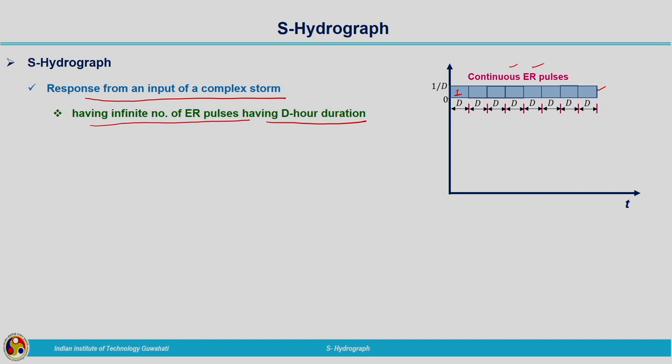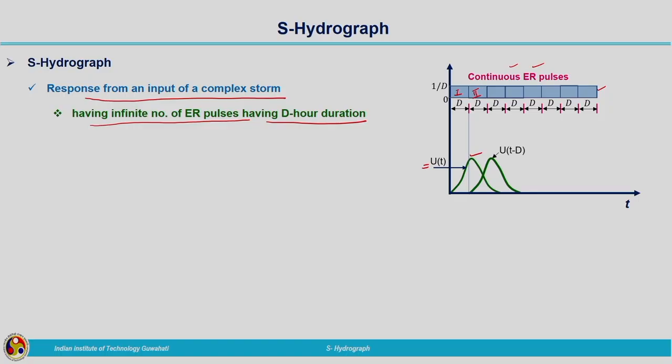It will be producing a unit hydrograph. The response from this first pulse can be plotted as a unit hydrograph u(t). In a similar way, from the second pulse of effective rainfall, there will be another unit hydrograph starting after dr duration, which can be plotted like this. Each and every pulse input will produce the pulse response function. Each effective rainfall of duration d hours and depth 1 centimeter will produce a unit hydrograph after a dr interval. So, the second unit hydrograph can be represented by u(t minus d), because there is a lag of d hours compared to the first unit hydrograph.